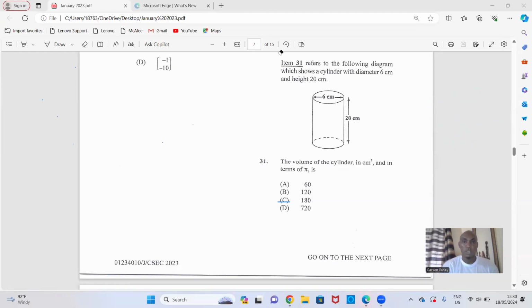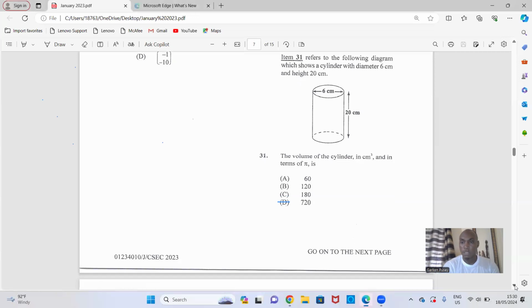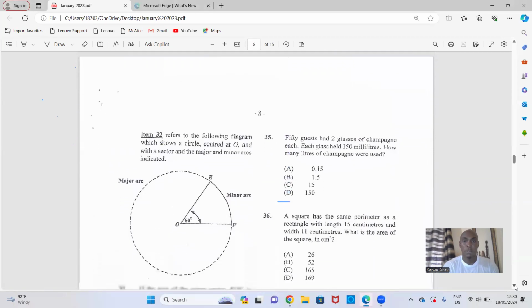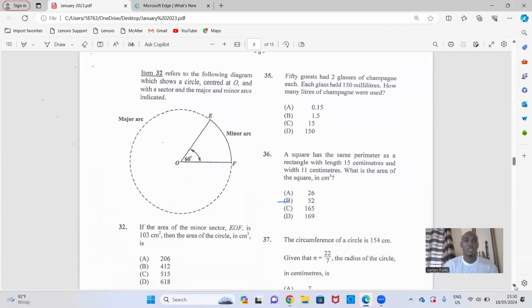So we should be getting closer and closer to some statistics, some functions, coordinate geometry, and so on. But before we do that, let's see what is happening right here. See if we can get all of this question on the screen.